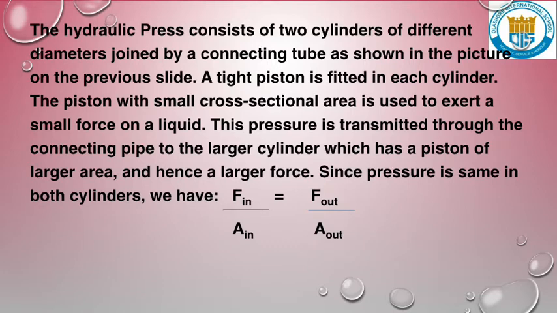The piston with a small cross-sectional area is used to exert a small force. Now, this pressure you get from there, that's a small force divided by small area. The pressure you get from there is transmitted through the connecting pipe to the larger cylinder, which has a piston of larger area and hence a larger force. But since pressure is force over area, by the time you do force over area for both the input and the output piston, you will get the same values for pressure.